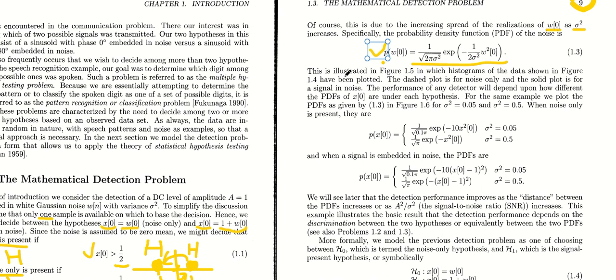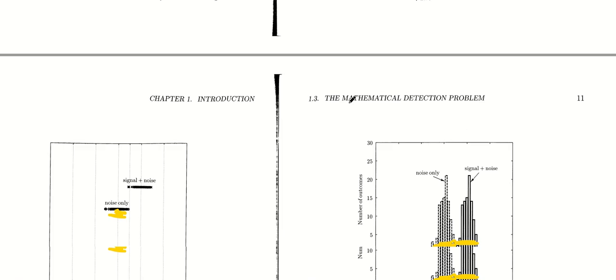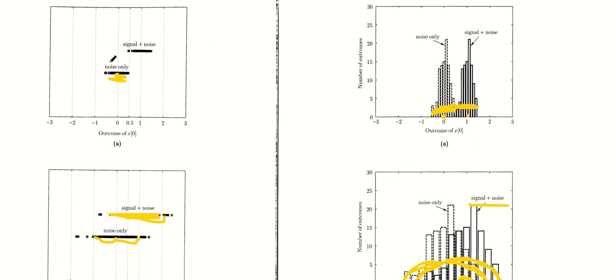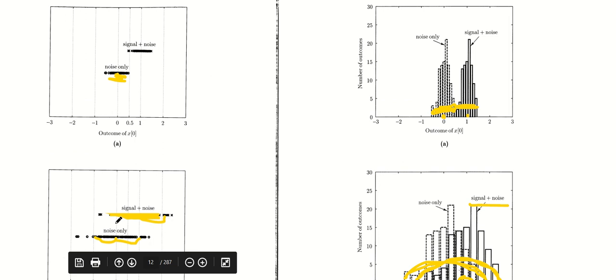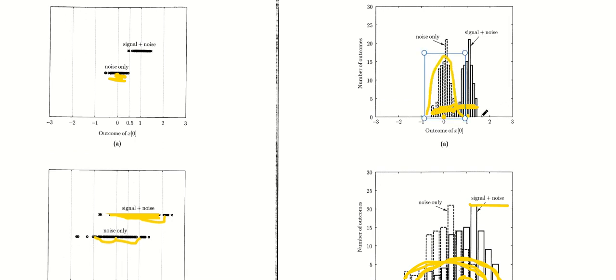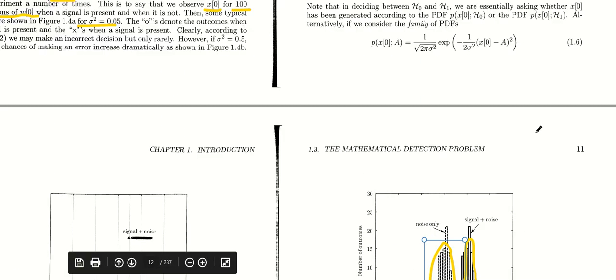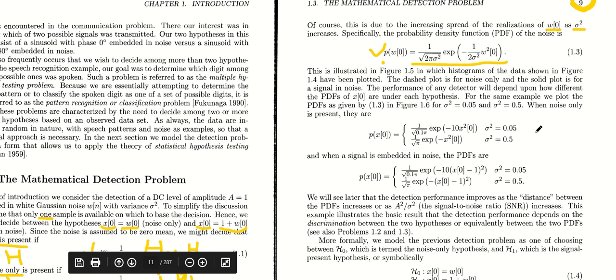Okay, and it's illustrated in figure 1.5 and figure 1.4. So let's take a look again. If you see it flat, it looks like that. And if you see a larger variance, it looks like that. But the histogram is like this. So you can imagine this is something like that, and this is something like that. It's actually a distribution, and you have two distributions here too. Okay, so let's go back to the formula.